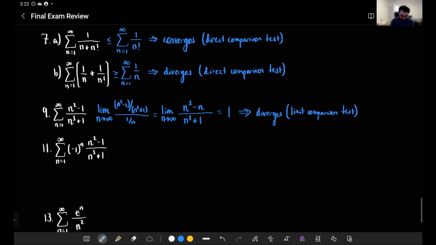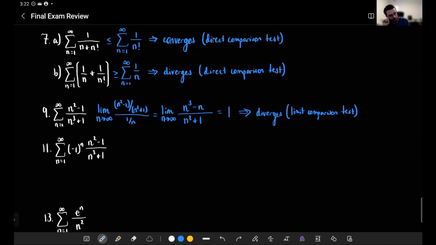And then number 11 is an alternating version of the same thing. Okay, so there's a chance this one could converge, even though the last one diverged, because an alternating series has positive and negative terms that can tend to cancel out very nicely. If not fully cancel, at least they start to balance out a little. So this could converge.